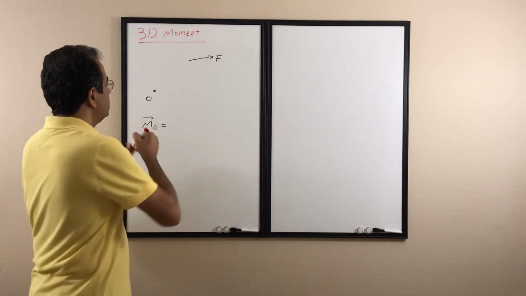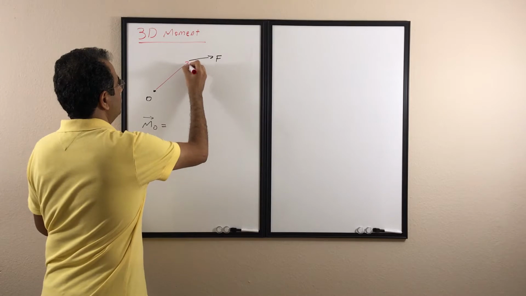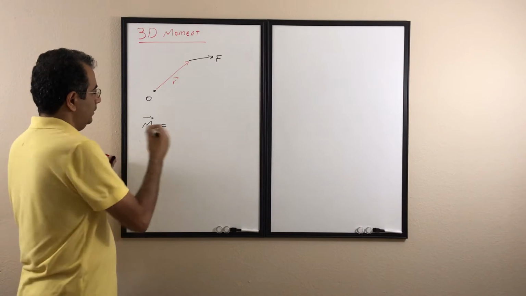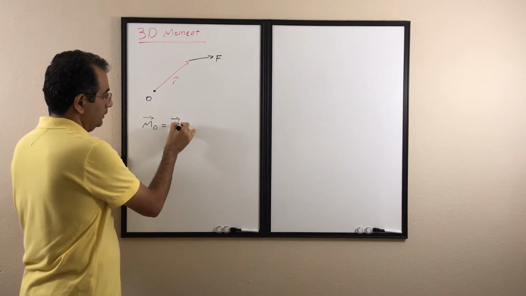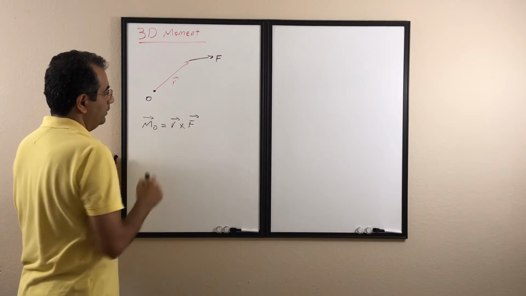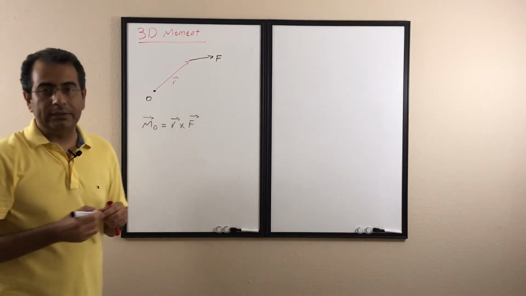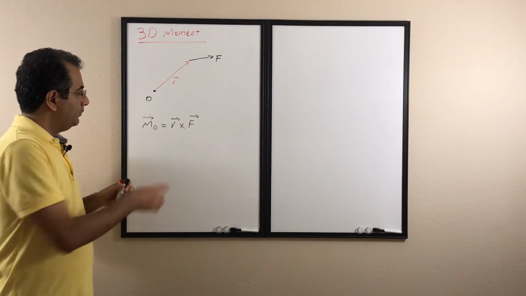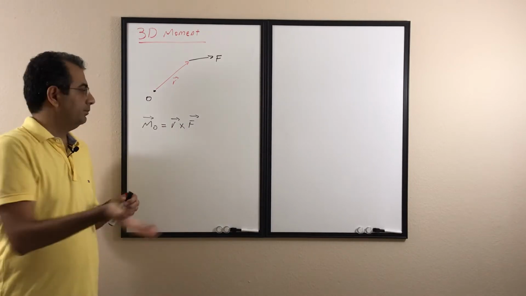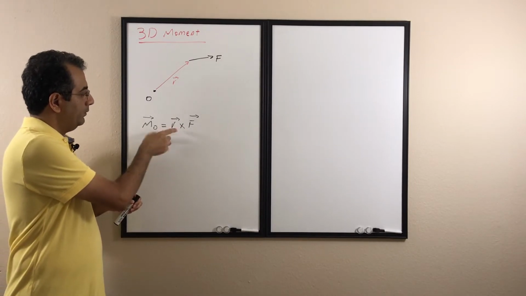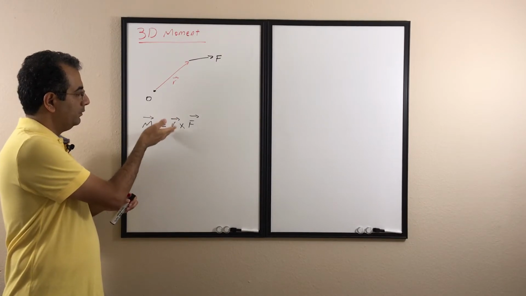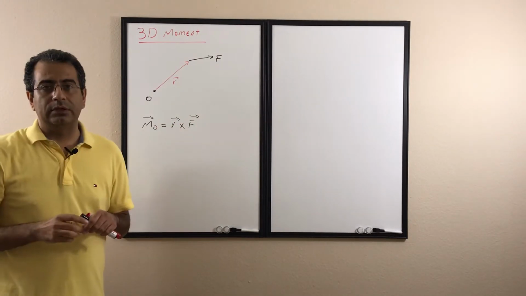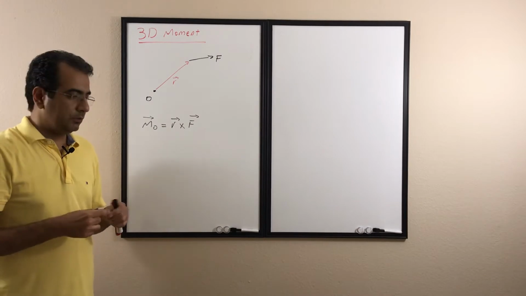If I have a position vector that goes from point O to the point connected to that force, call it R, the moment is the position vector R cross product F. So that's how we calculate the moment in a 3D domain. Similar to what we have for the cross product, for the direction of that moment, we put our fingers in the direction of the first vector and curl them toward the second vector, and our thumb is going to give us the direction of that moment.